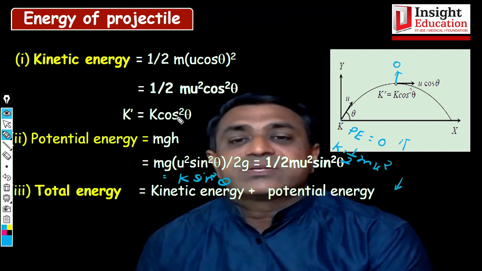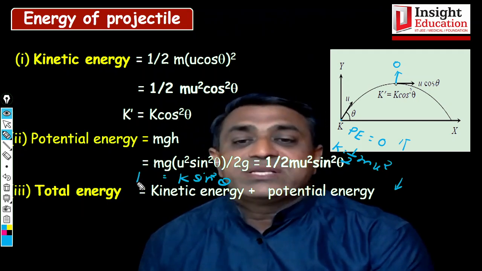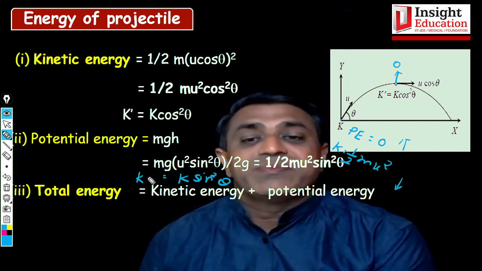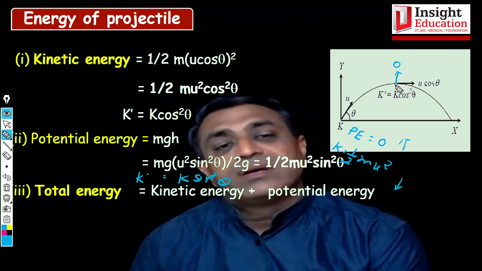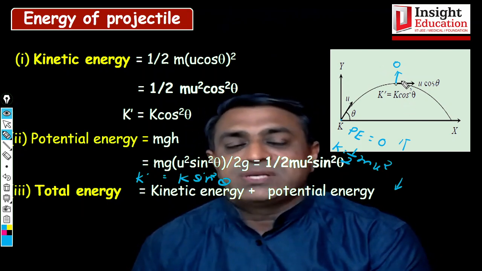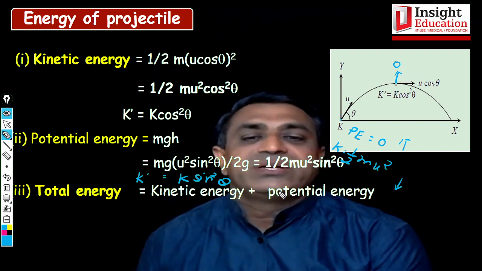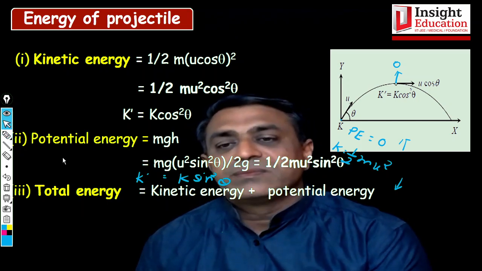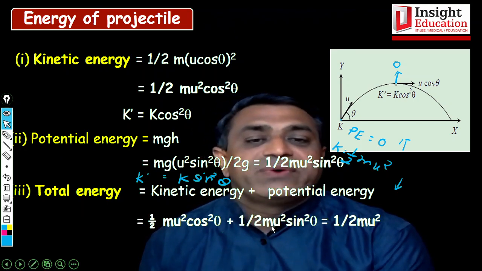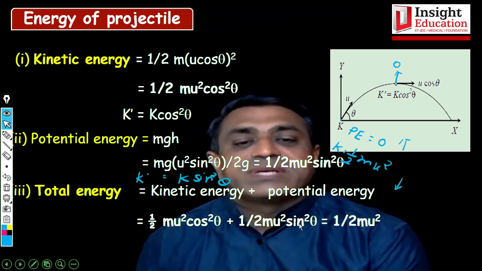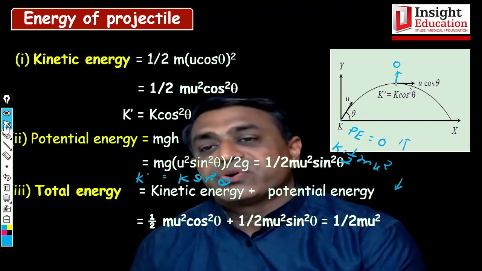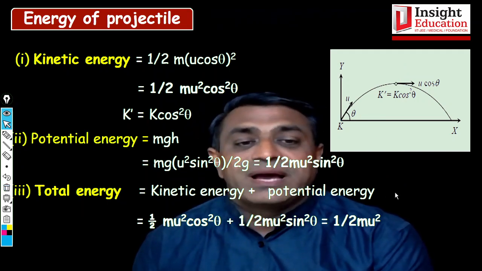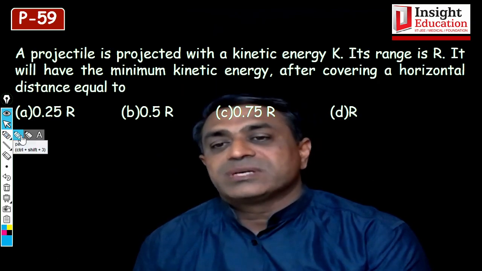So potential energy is K sine square theta, and kinetic energy is K cos square theta. Remember this formula: at the highest point, kinetic energy is K cos square theta and potential energy is K sine square theta. Total energy is kinetic energy plus potential energy, so you can write 1/2 m u square cos square theta plus 1/2 m u square sine square theta. Cos square plus sine square is 1, so total energy is 1/2 m u square, which is the same as the initial kinetic energy. So let us solve some examples.